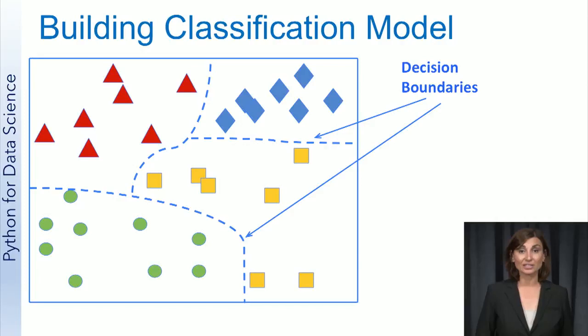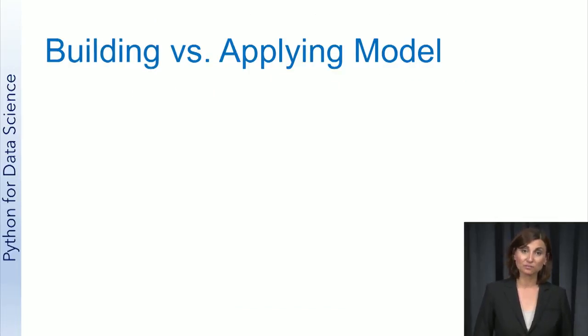Building a classification model then means using the data to adjust the model's parameters in order to form decision boundaries to separate the target classes. Note that the term classifier is often used to mean classification model. In general, building a classification model, as well as other machine learning models, involves two phases.